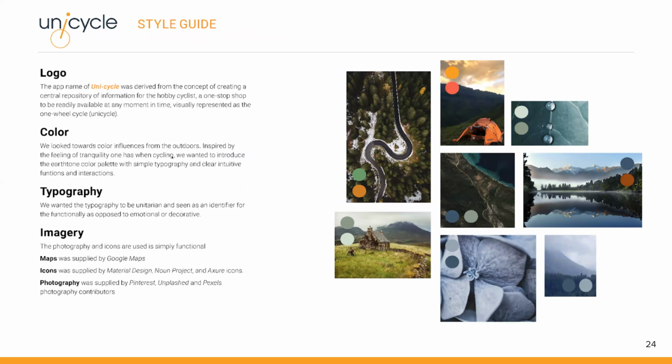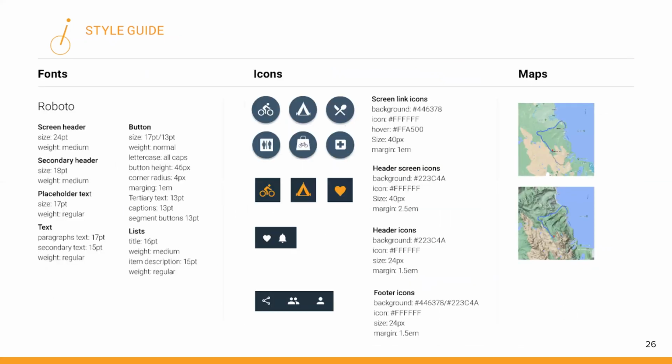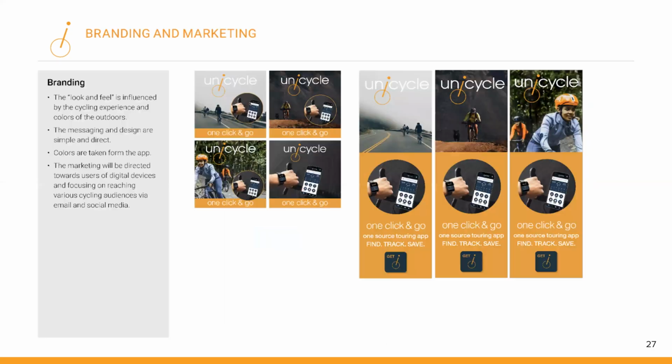Again, just to cover a little bit more in terms of the style and the colors and the typography that we were going for, this provides a brief overview of that. Same thing with the style guide in greater detail. We started with square buttons, and then we changed the icons and the buttons to being round. Since we're a unicycle app, we wanted to reflect that in some of the buttons as well.